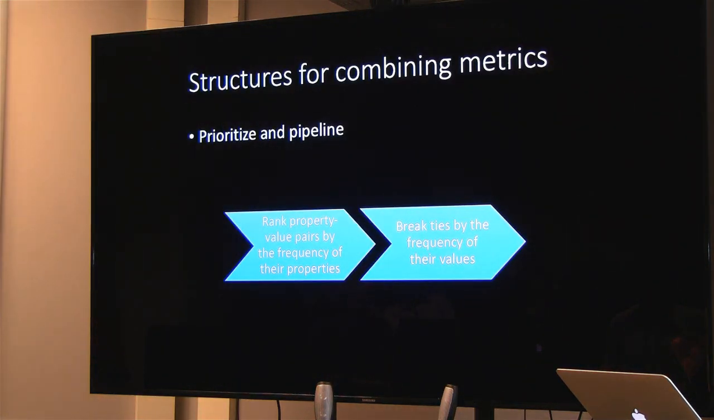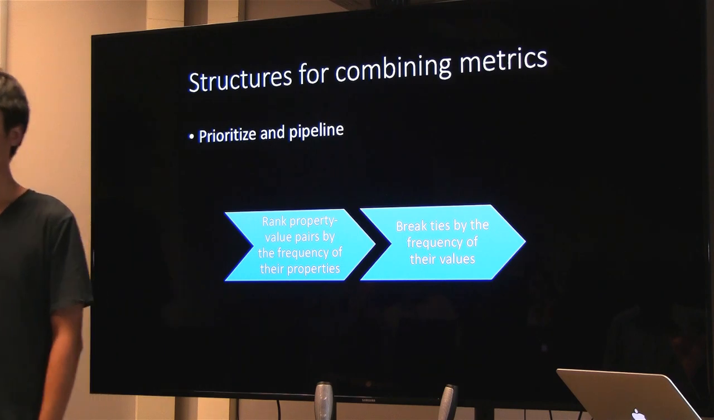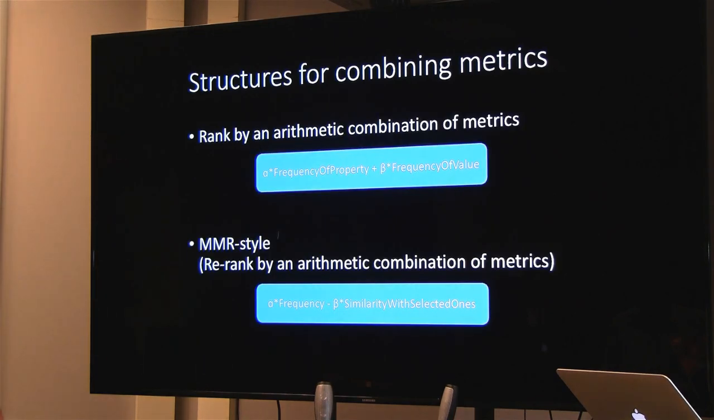We can also give priority to different metrics. For example, we can first rank property value pairs by the frequency of properties, then we break ties by the frequency of property values, and so on and so forth.